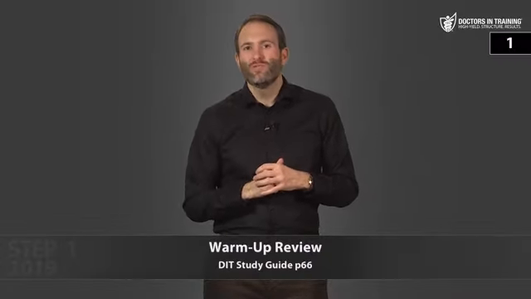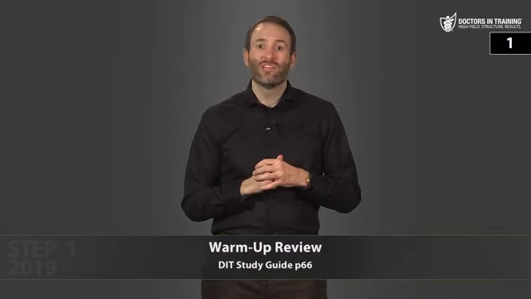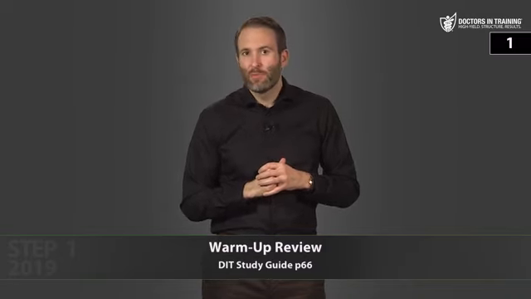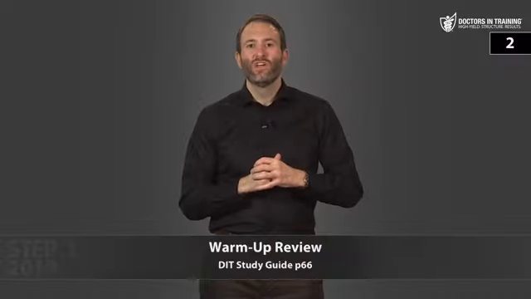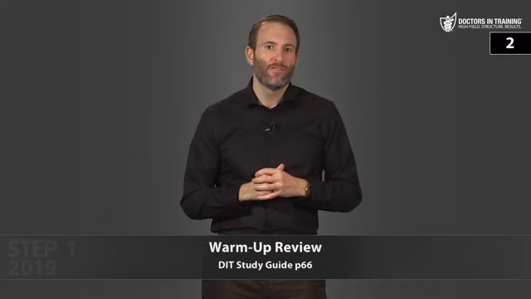It's time for another warm-up review. Let's get going. Which protein is involved in transporting an endocytosed vesicle from the plasma membrane to the endosome? So you can see the clathrin coat endocytosing the vesicle and then uncoating here. So it is clathrin. Next, which developmental structure matches each of the following descriptions?